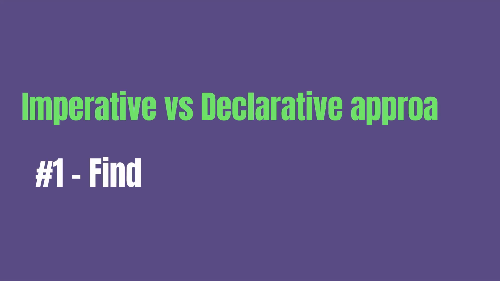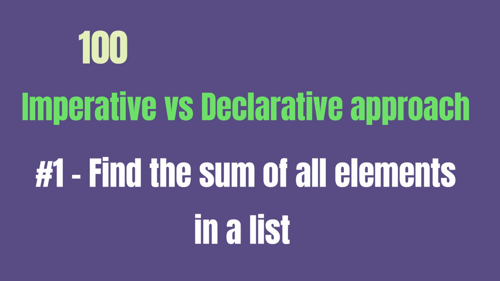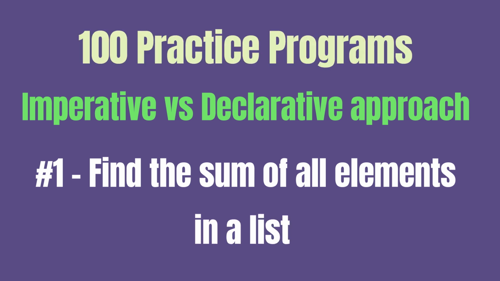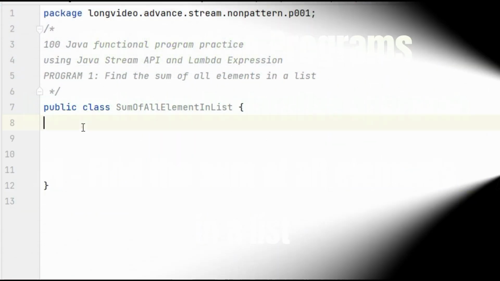In today's tutorial, we are diving into a fundamental programming task, finding the sum of all elements in a list. But what's more interesting is that we'll explore two different ways to create this program. First, we'll use the traditional imperative approach and then we'll delve into the declarative approach. And we'll utilize Java's Stream API and Lambda expression to solve this problem.